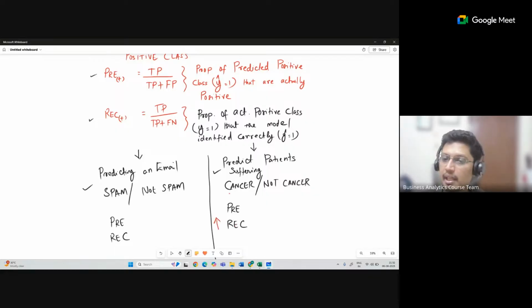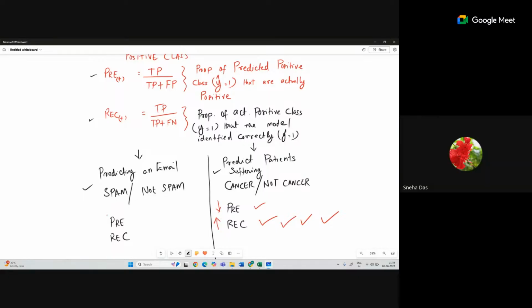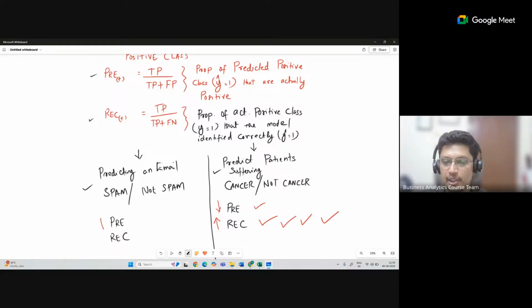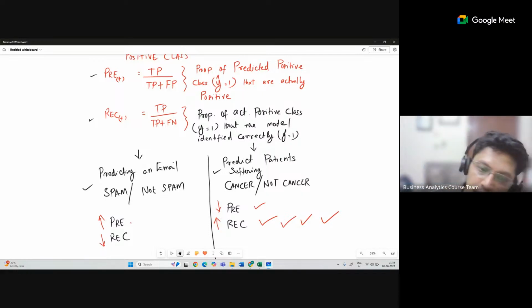Note that these two are inversely proportional. When you increase recall, your precision will come down. It's a trade-off between recall and precision. For this setting, recall is more important than precision. Now come to this example. Here, which is more important, precision or recall? Precision. Okay, so if precision goes high, recall will go down. Why is precision important here? What is a false positive in this setting?